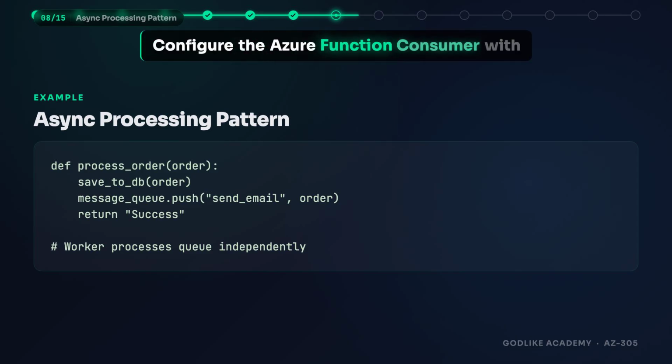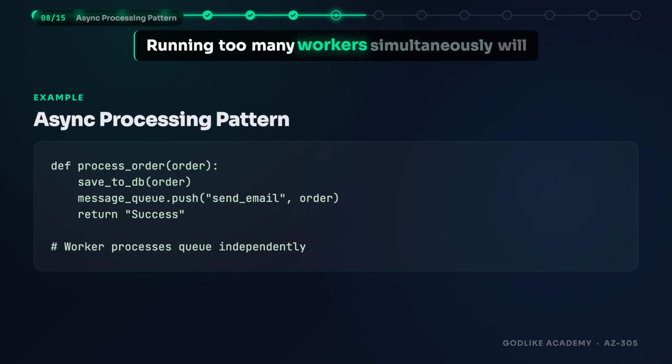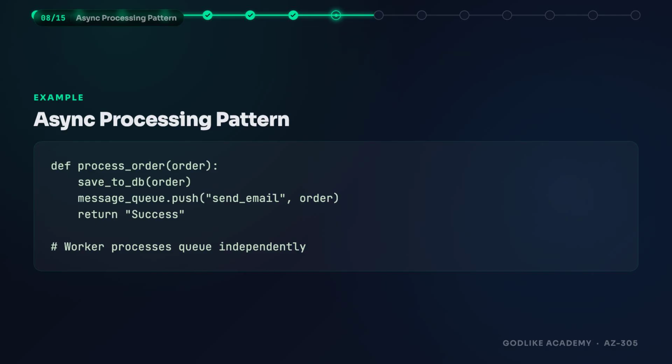Configure the Azure function consumer with a maximum of 20 concurrent executions per instance. Running too many workers simultaneously will overwhelm downstream SMTP servers and trigger rate limit throttling across your entire notification pipeline.